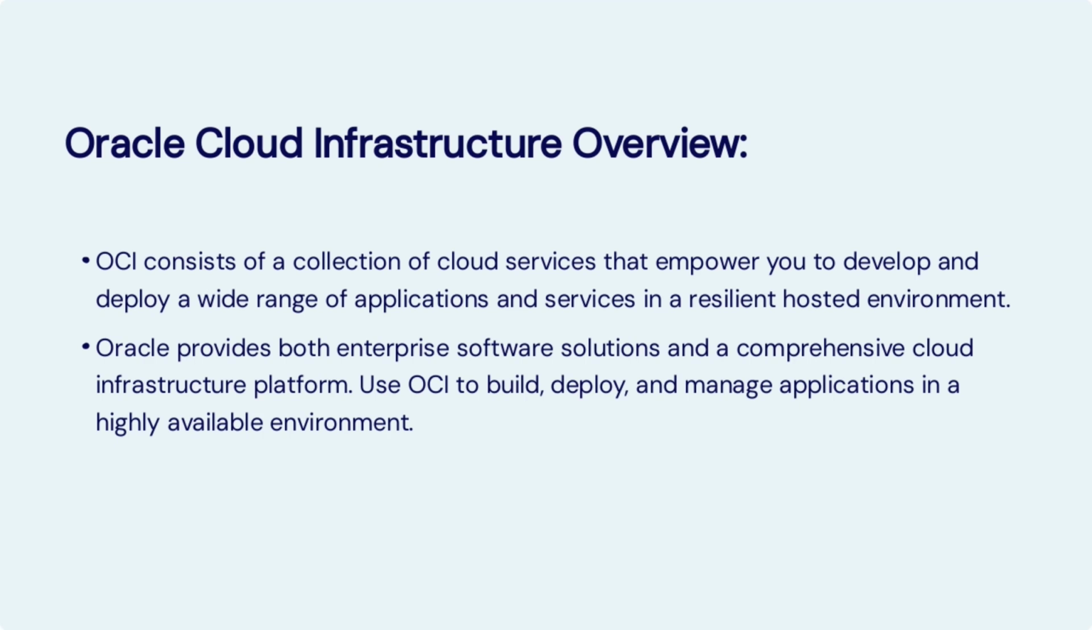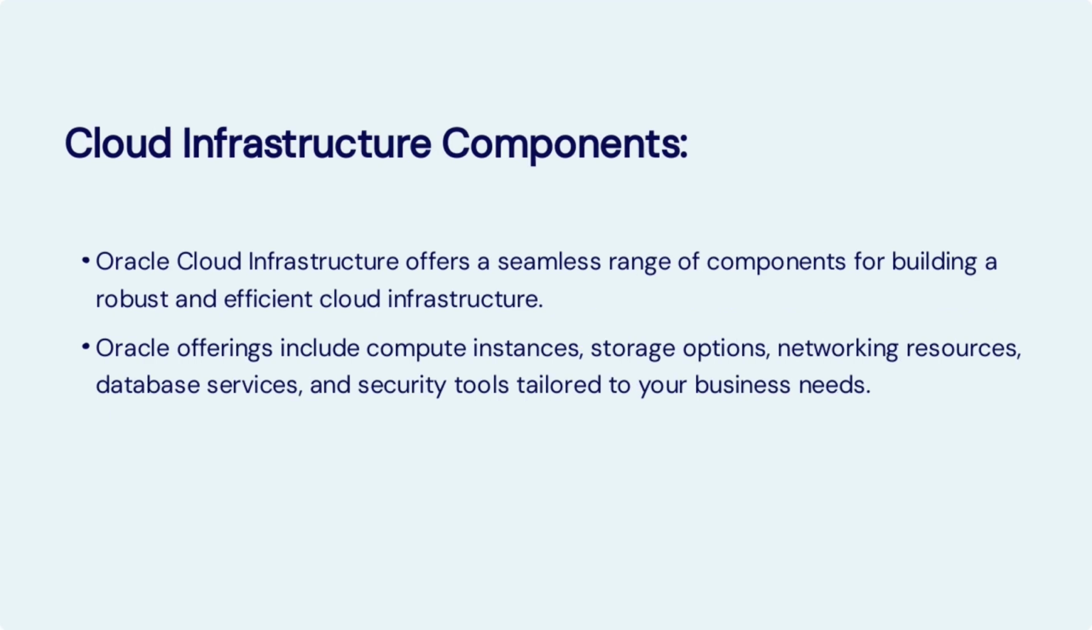Oracle Cloud Infrastructure Overview. OCI consists of a collection of cloud services that empower me to develop and deploy a wide range of applications and services in a resilient hosted environment. Oracle provides both enterprise software solutions and a comprehensive cloud infrastructure platform. I can use OCI to build, deploy, and manage applications in a highly available environment. Oracle Cloud Infrastructure offers a seamless range of components for building a robust and efficient cloud infrastructure. Oracle offerings include compute instances, storage options, networking resources, database services, and security tools tailored to your business needs. Network, servers, storage, and virtualization are all essential components of Oracle Cloud Infrastructure for deploying applications and services.